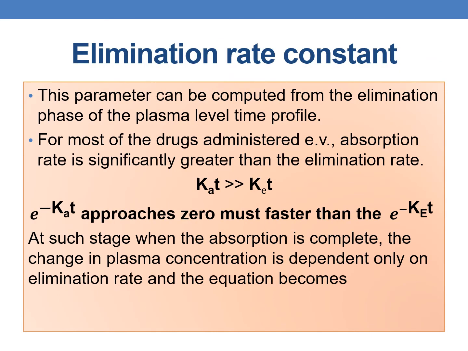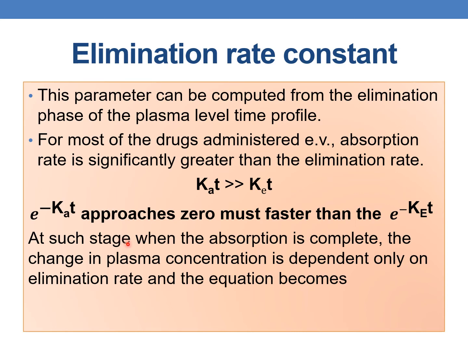Coming to elimination rate constant. The parameter can be computed from the elimination phase of the plasma level time profile. For most of the drugs administered extravascularly, the absorption rate is significantly greater than the elimination rate. This is an important point. That is nothing but Ka t is much greater than Ke t, and e to the power of minus Ka t approaches 0 much faster than e to the power of minus Ke t.